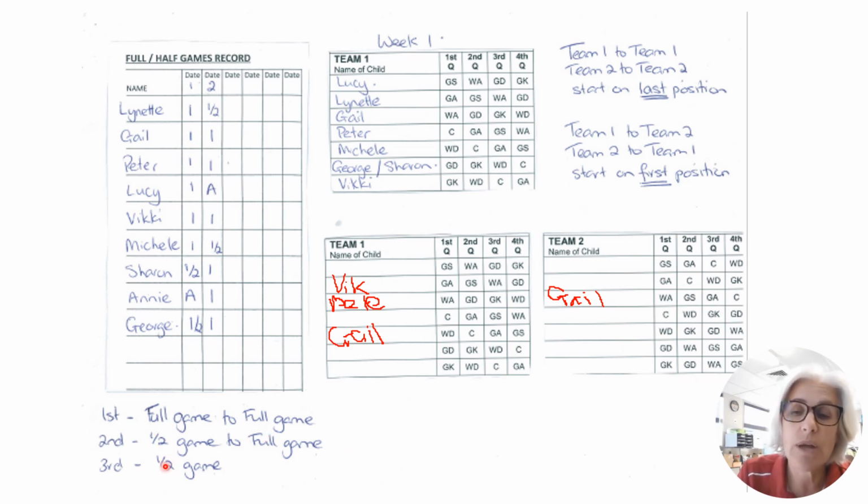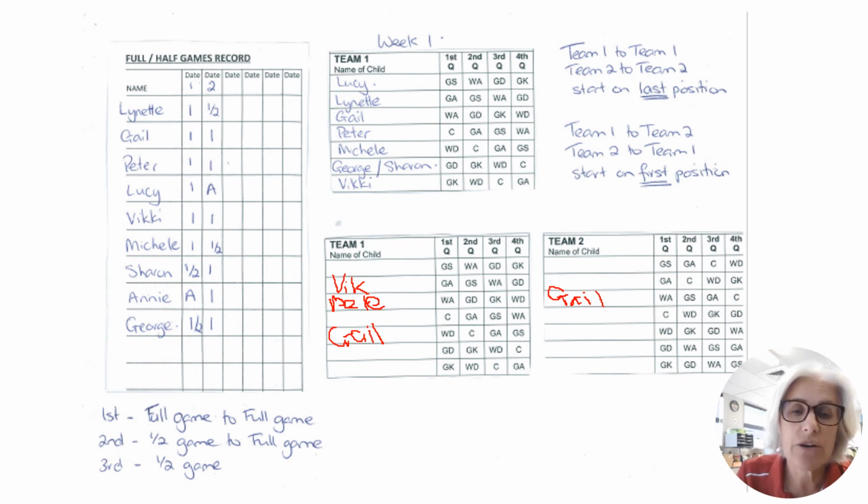Now I need to look at who had a half game last week and who's having a full game this week. I could also at this stage have a look at anyone who was away the first week and put those players in. So Annie was away, or I could put Annie in later. It's completely up to you. But right now I'm going to work on my half game to my full game players. And last week it was Sharon and it was George.